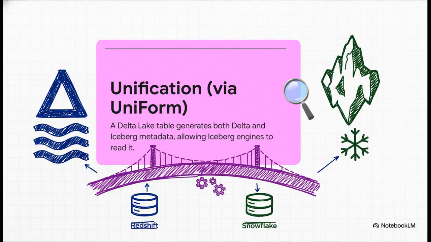So the unification path is all about a feature called Delta Lake Uniform, and it's pretty clever. Think of it as a translator. You turn it on, and your Delta table starts generating not just its own metadata, but also Iceberg metadata. This means that tools that only speak Iceberg, like Trino or BigQuery, can now read your Delta table directly, without you having to copy any data. Your one table is now effectively bilingual.